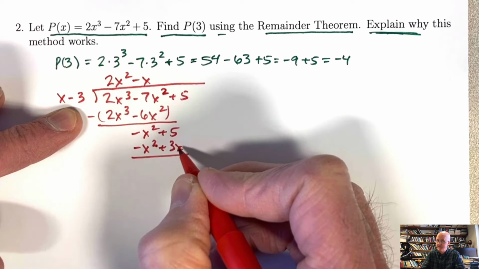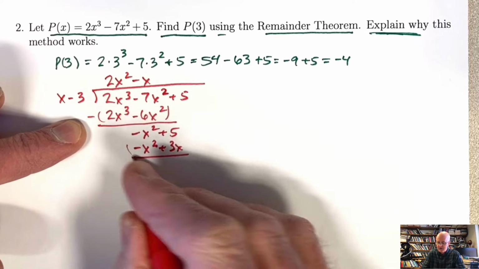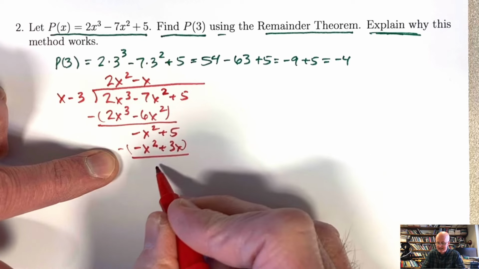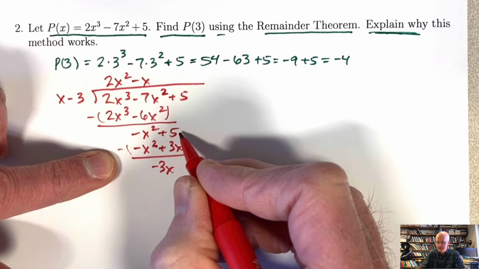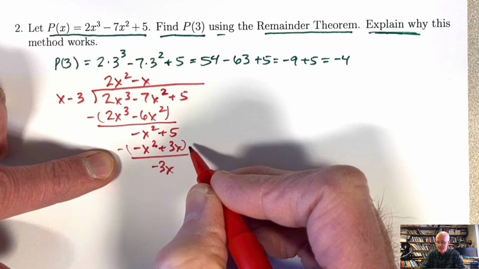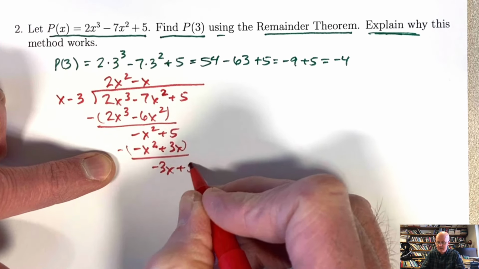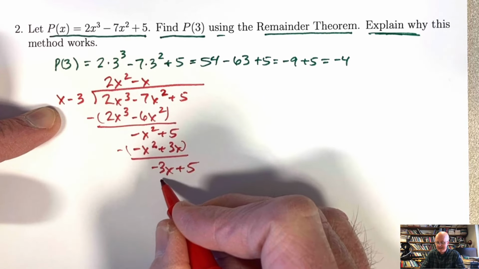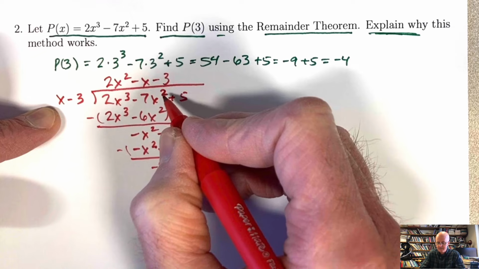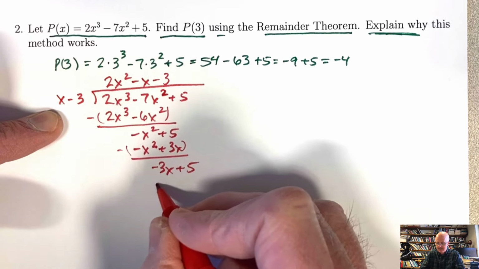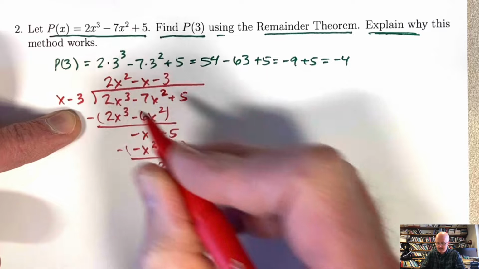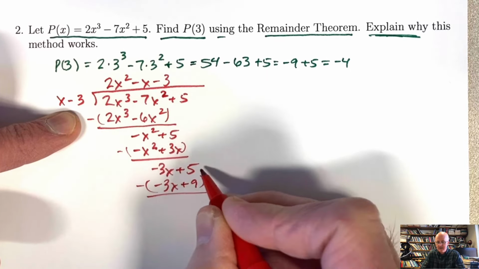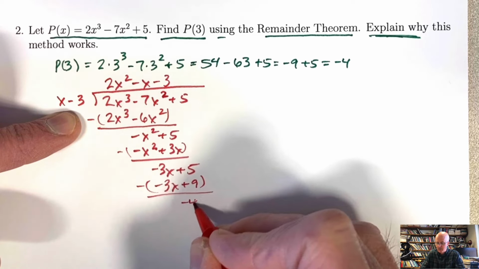I lined these up as if they were like terms, but they're not. Subtract. There's no linear term here. 0x minus 3x is negative 3x. The constant term is 5 there. There's no constant term here. Effectively, 5 minus 0 is 5. Still not a constant. I have to multiply x by negative 3 to get negative 3x. So I get a minus 3 up here. Negative 3 times x is negative 3x. Negative 3 times negative 3 is positive 9. Subtract. These cancel. I get 5 minus 9 is negative 4.